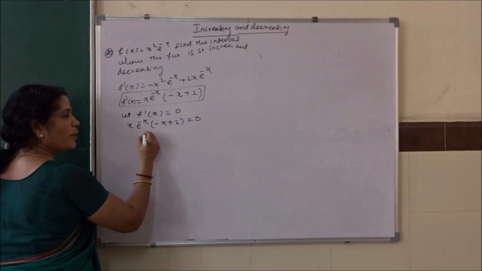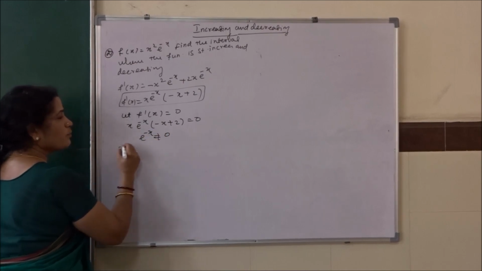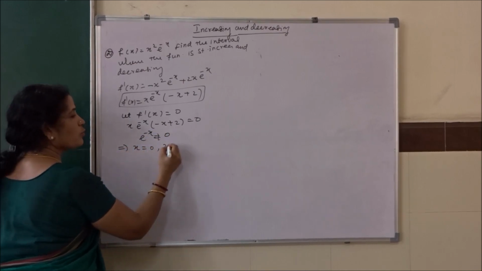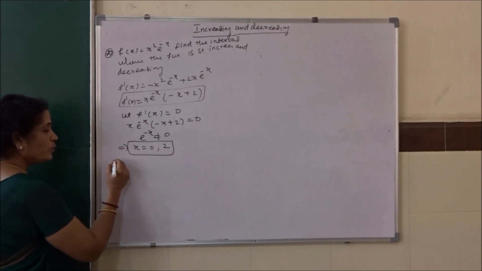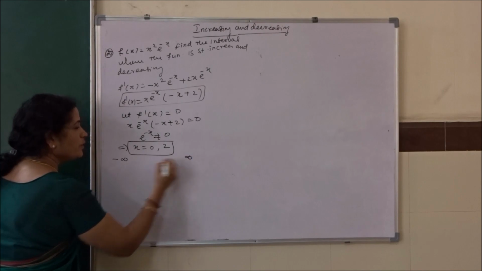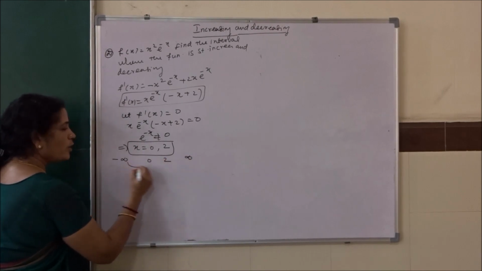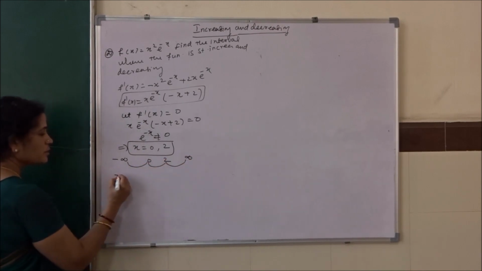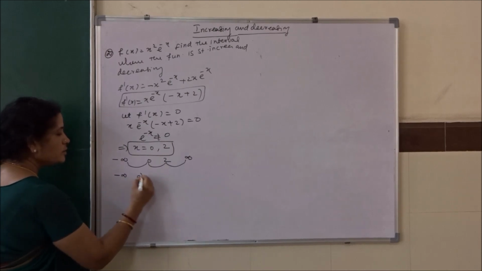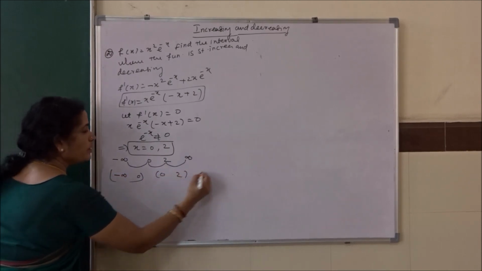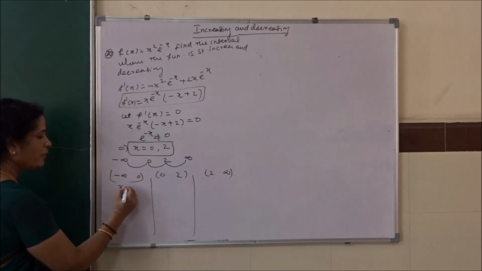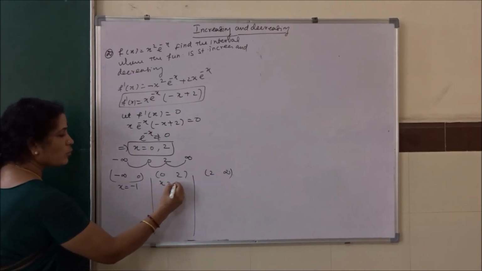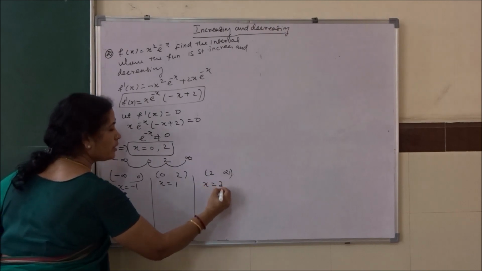This implies e power minus x is not equal to 0. So this implies we are getting 2 values, x is equal to 0 and 2. Now we have to put these values from minus infinity to plus infinity in ascending order. Now we have minus infinity to 0, 0 to 2, and then 2 to infinity. Am I correct? Now I am taking between one value x equal to minus 1, here x is equal to 1, and here x equal to 3.